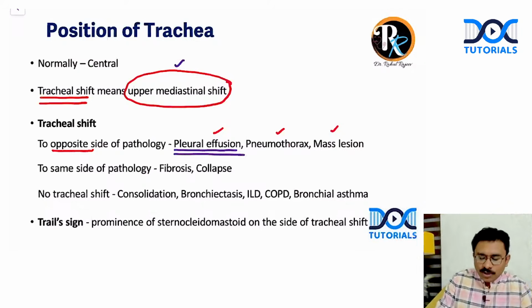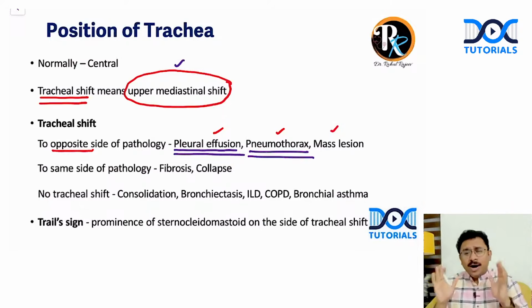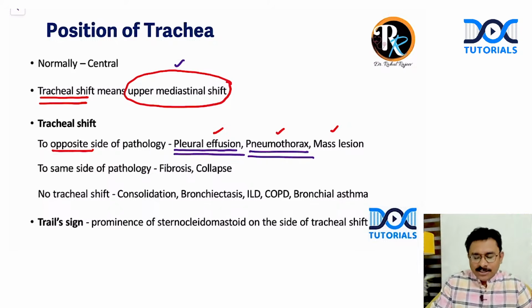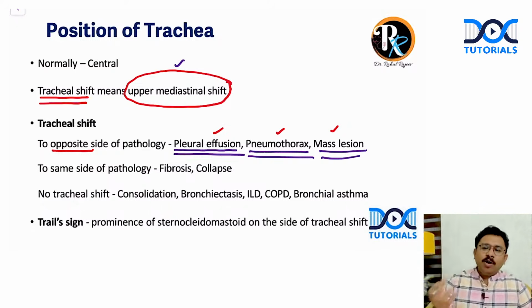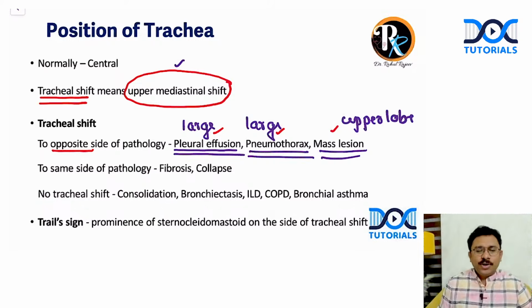And what about pneumothorax? Will a small pneumothorax produce a tracheal shift? No, it has to be a large pneumothorax. And mass lesion: do you think any sort of mass lesion will produce a tracheal shift to the opposite side? Suppose there is some sort of malignancy. A malignancy involving the upper lobe or lower lobe, which is likely to produce a tracheal shift? It is the upper lobe. So it is a large effusion, a large pneumothorax, and an upper lobe mass lesion that are likely to produce a tracheal shift to the opposite side. That is what you should be understanding.